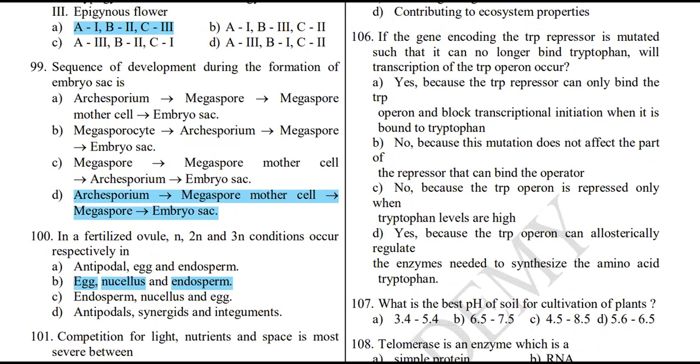if the gene encoding the trp repressor is mutated such that it can no longer bind tryptophan, will transcription of the trp operon occur or not? That's going to be the question. Okay, let's understand this question.